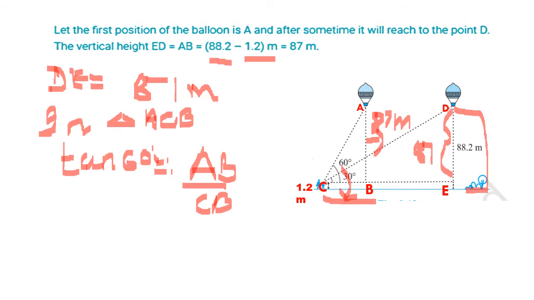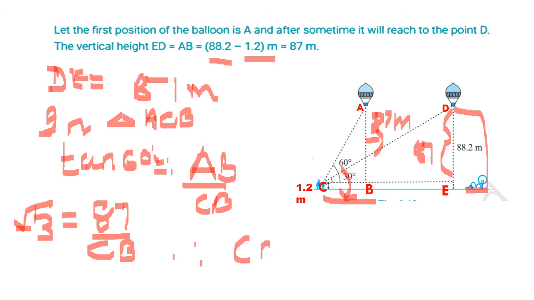So first let us find tan 60, that is equal to 87 upon CB. And what is the value of tan 60? The value of tan 60 is root 3. Therefore, CB is equal to 87 upon root 3.